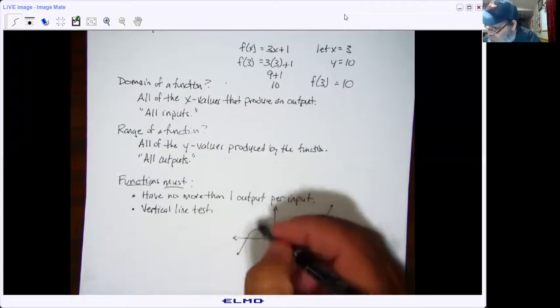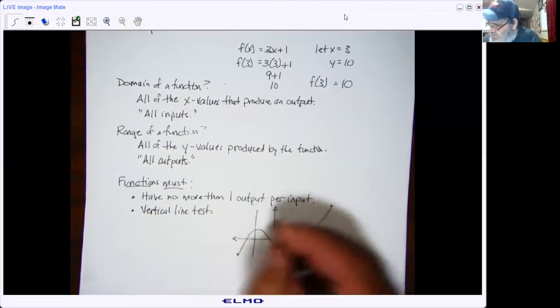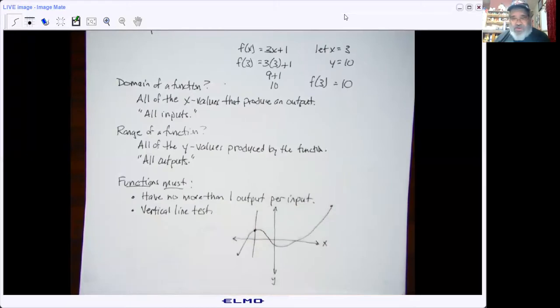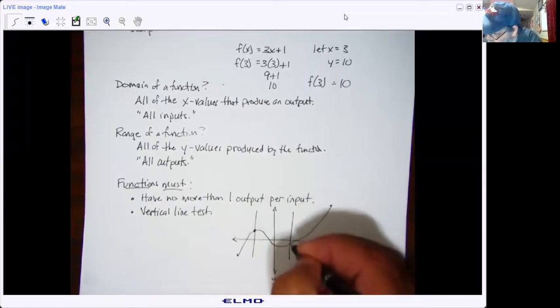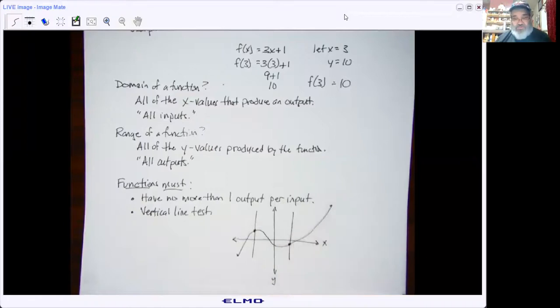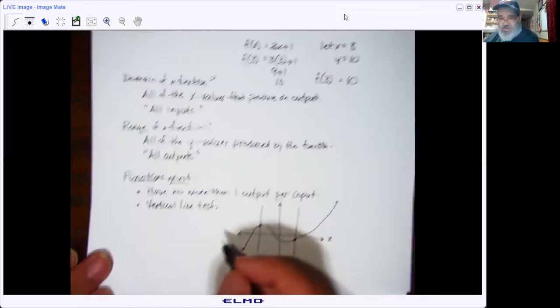So if we drew a vertical line, let's say here, well, it only intersects the graph once. If we drew a vertical line here, it only intersects the graph once. Okay, so this passes the vertical line test, and therefore it is a function.